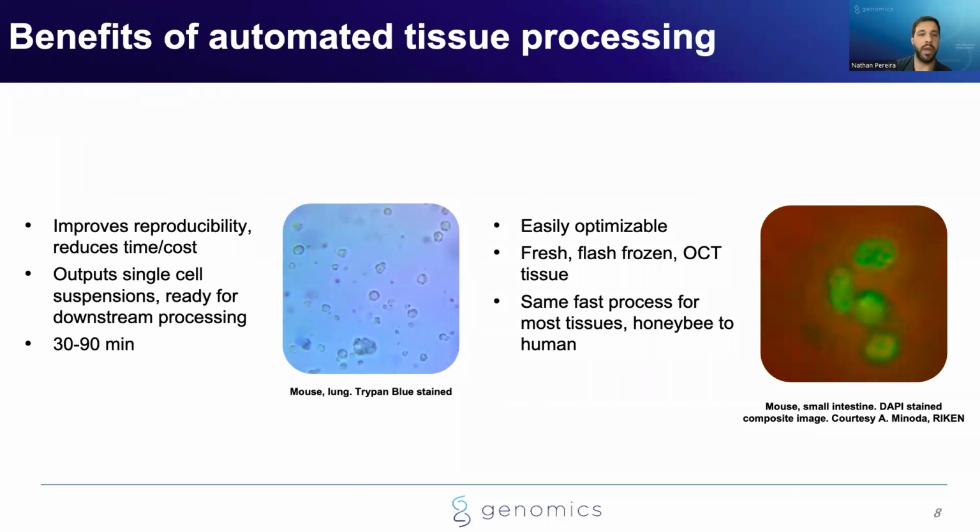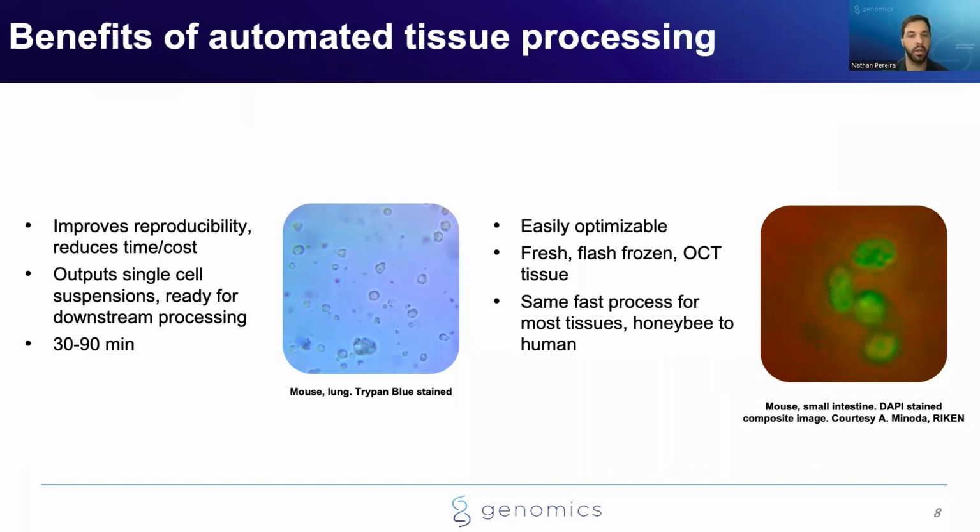So again, some of the benefits of this automated tissue processing is it's going to improve reproducibility, which is inevitably going to reduce time and cost. You don't have to sit and train people on these difficult and costly isolation methods. It outputs the single cell and nuclei suspensions ready for processing.